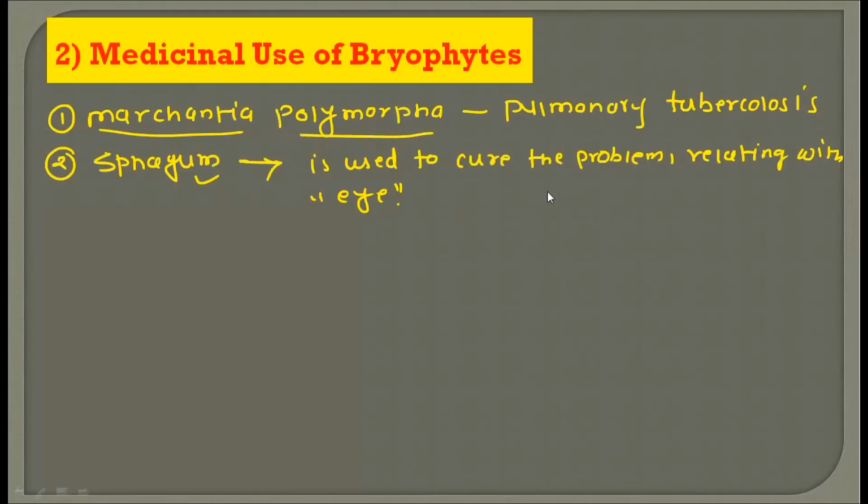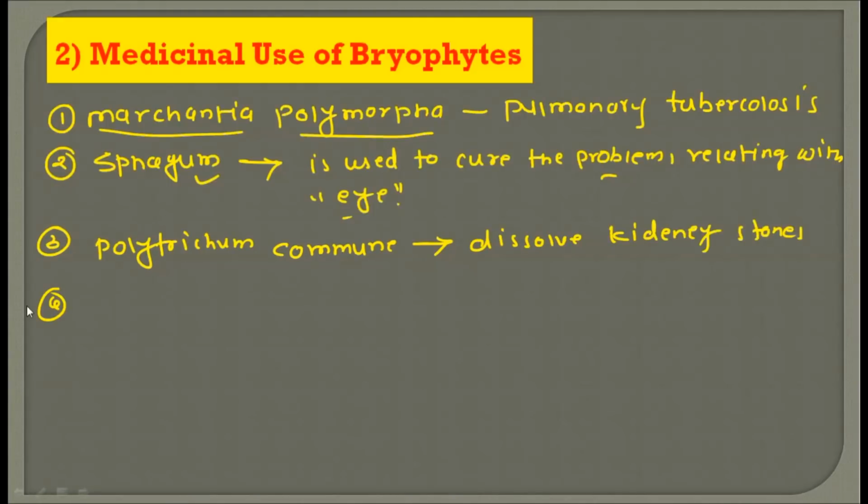The sphagnum moss is used to cure the problems relating with the eyes. The next bryophyte we have is Polytrichum commune. Now this bryophyte is used to dissolve the kidney stones. The next medicinal use of bryophyte is a sphagnol compound.